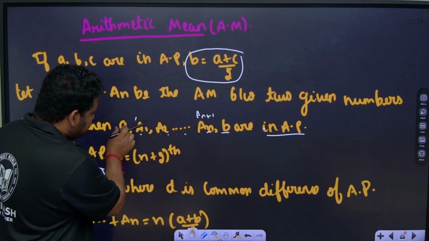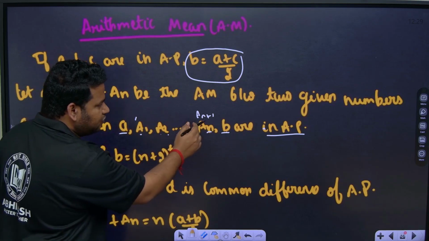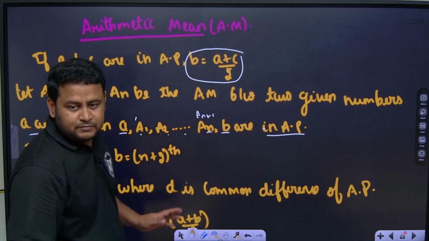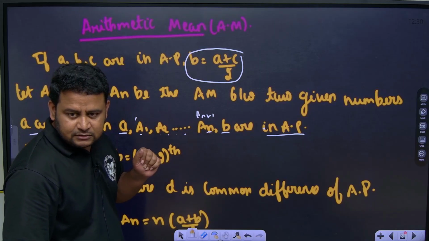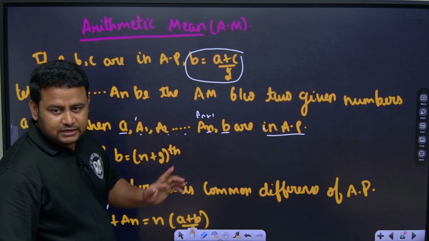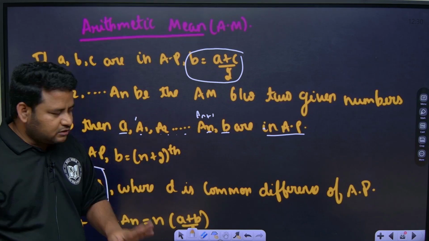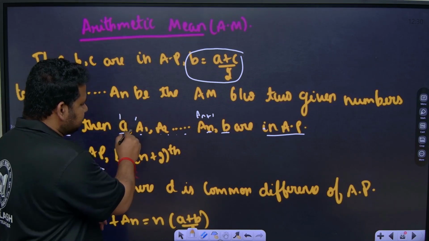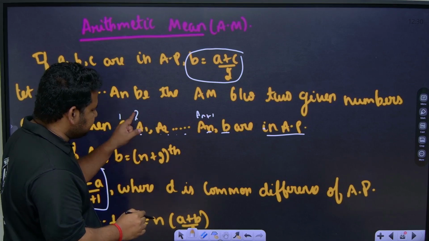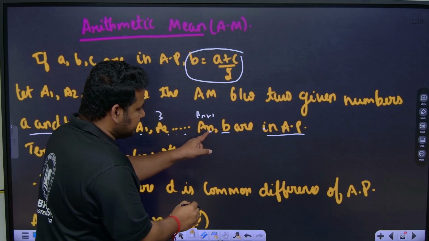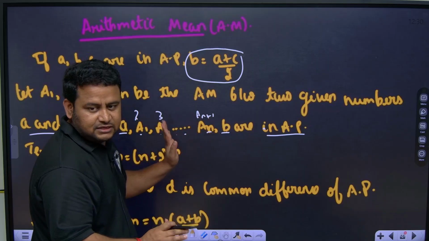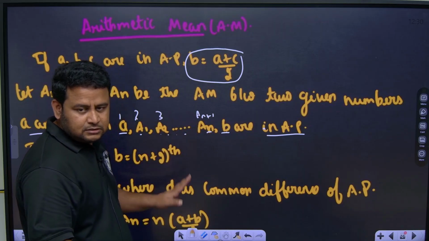This is already one term, so this will become An plus 1, the next term. Clear? Nth term plus 1, that is the next term. See, the first term is becoming the second term here, the second term is becoming the third term here. Similarly, the nth term will become n plus 1. That's all. Clear?